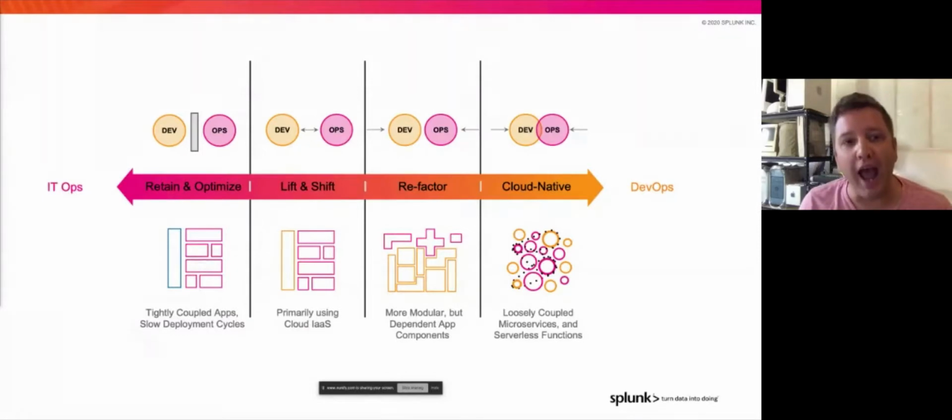So if you look at kind of where enterprises are in their journey to building and deploying applications, on the left side, you have traditional monolithic infrastructure, where there tends to be a wall between development and operations, and usually that wall is many layers deep.